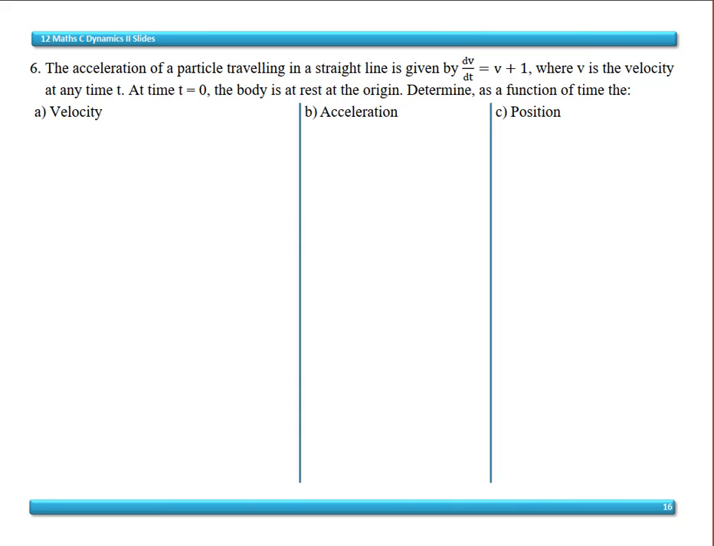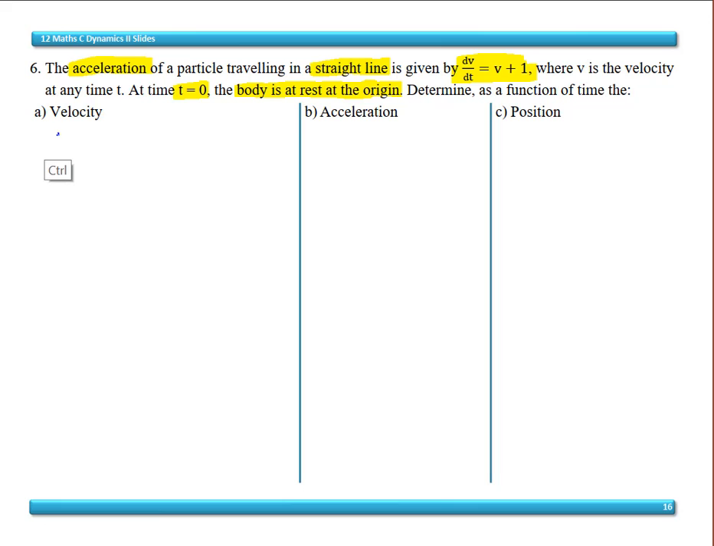Okay, this is the fourth and final video for motion under variable force and acceleration. Looking at this example, the acceleration of a particle travelling in a straight line is given by dv/dt = v + 1, where v is the velocity at any time t. At t equals 0, the body is at rest, so that means our initial velocity is 0. Determine as a function of time the velocity.